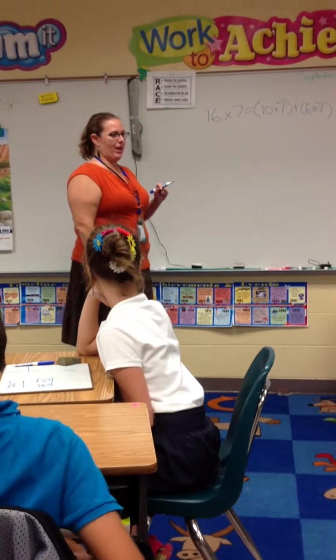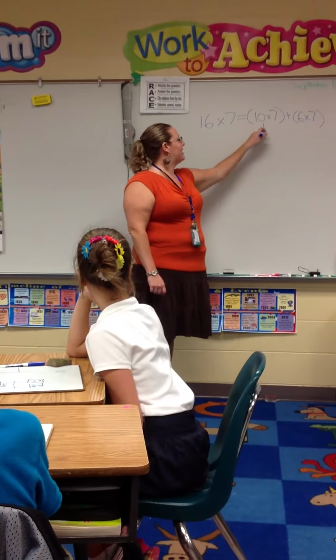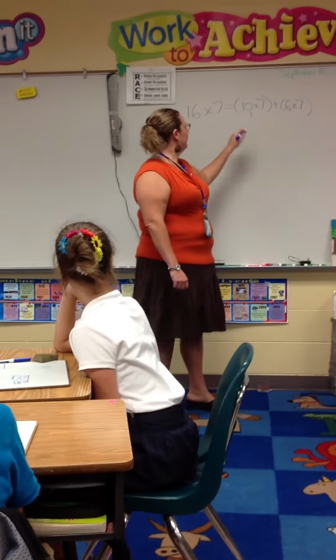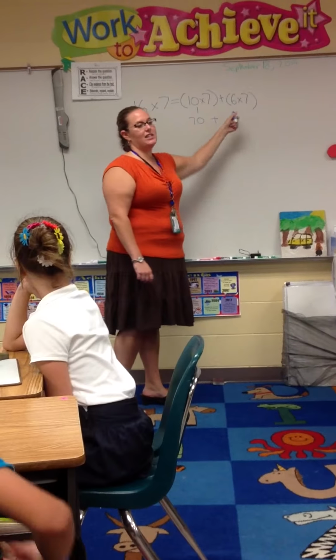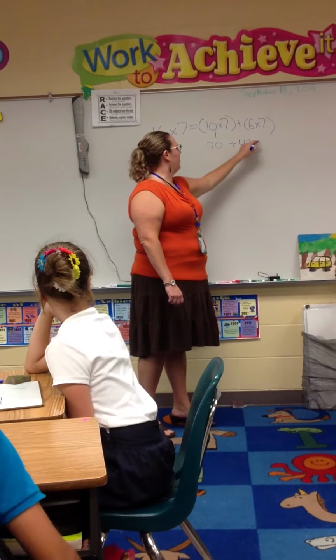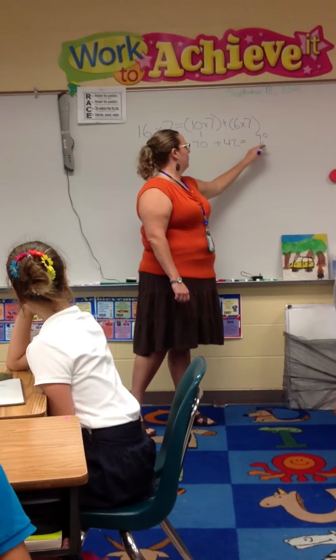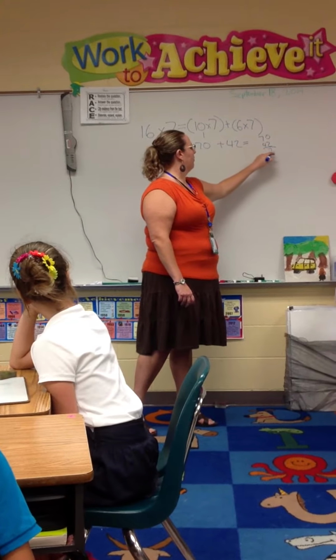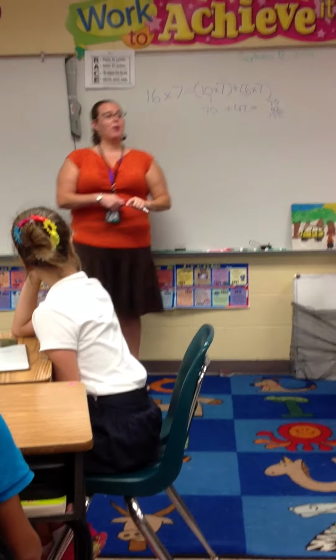What do I do next, Peyton? Add. What do I have to do before I add? I have to find the product. Yeah. What's 10 times 7, Peyton? 70. Bringing down that plus sign. 6 times 7? 42. 42 equals. What's 70 plus 42? 112. That's one way to solve this problem.